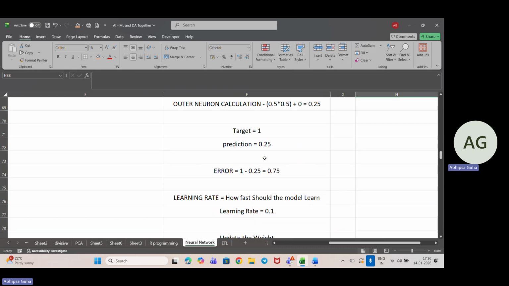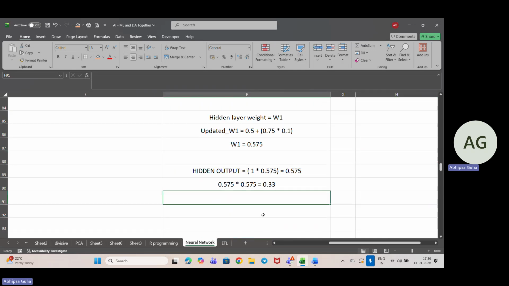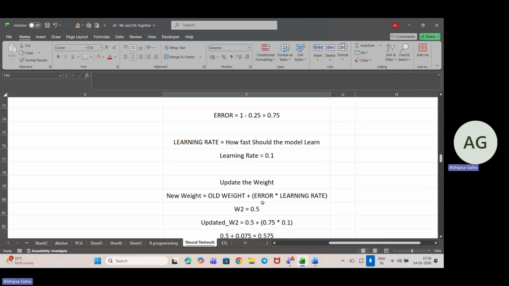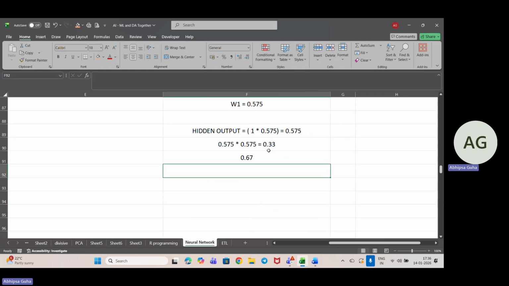So now you can check my target value was 0.1 and prediction was 0.25. The error came up as 0.75, right? Now what I need to do is 1 minus 0.33, right? So I get the value as 0.67. So now you can see my error value has decreased, right? I need to keep on going with the steps until I get a very small value of the error.